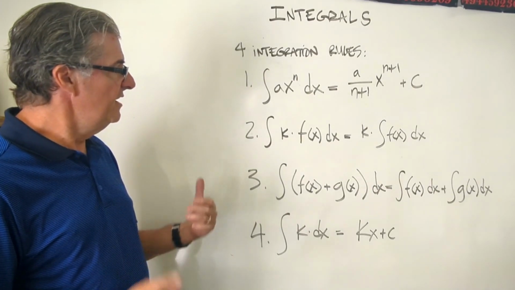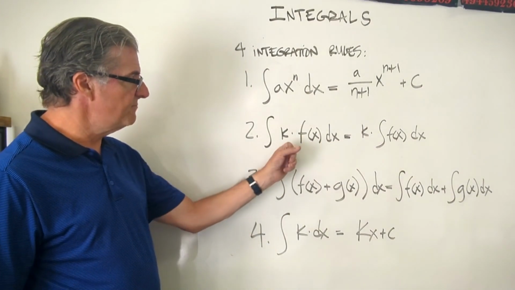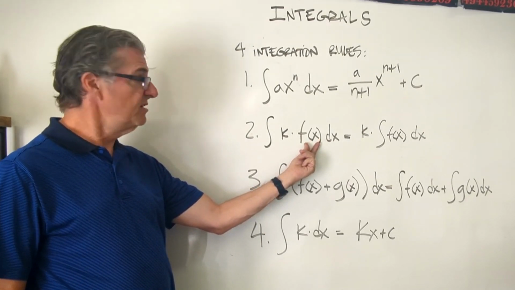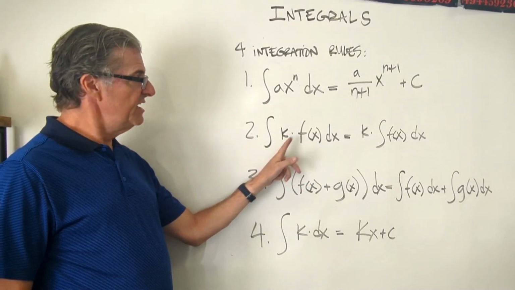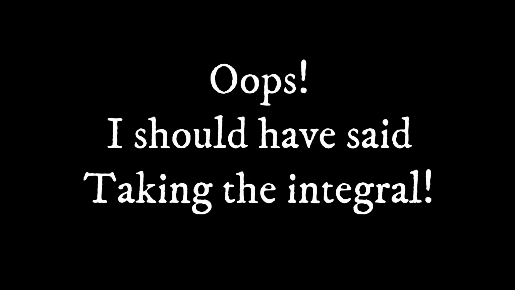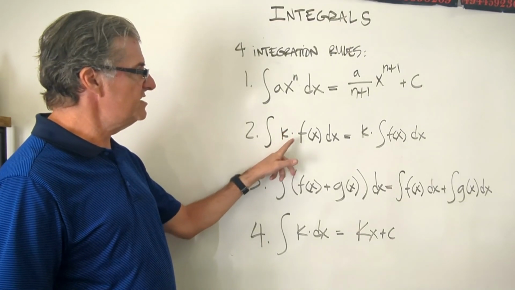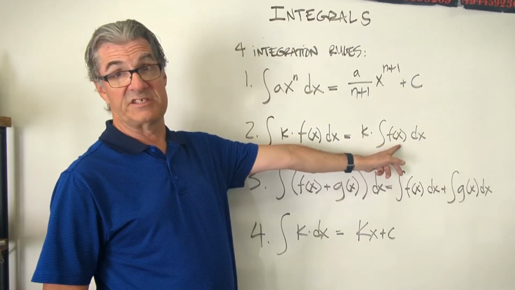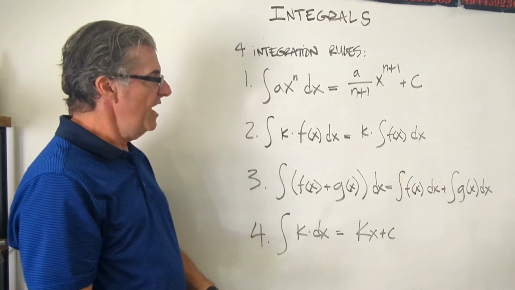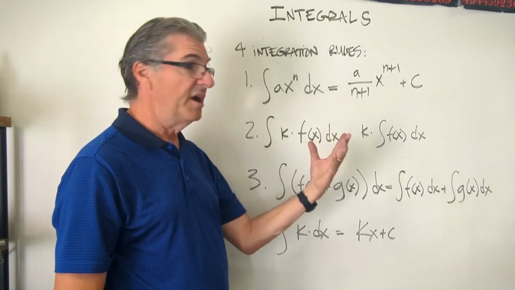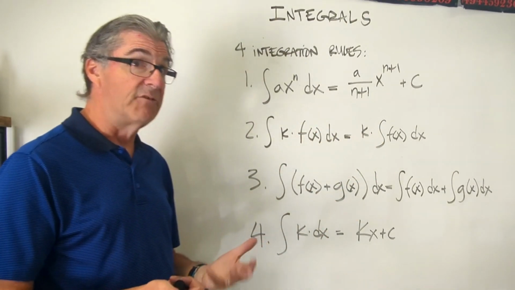Okay, second rule. This is sort of like a product rule. We have some constant times our function. So this function could be any function, and we have some k outside of the function times that function. So if we're taking the integral of k times f of x dx, it's just going to be k times the integral of f of x. So you can take your constant out and put it on the outside of the integral sign, take the integral of the f of x, and then multiply your result by k. That's how that one works.